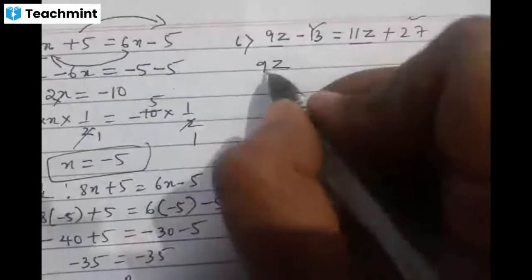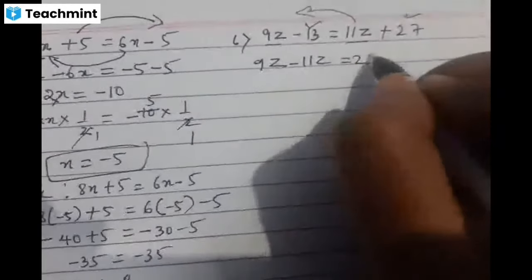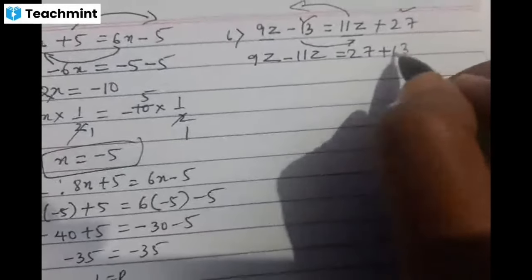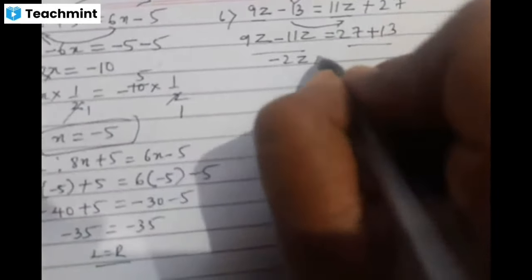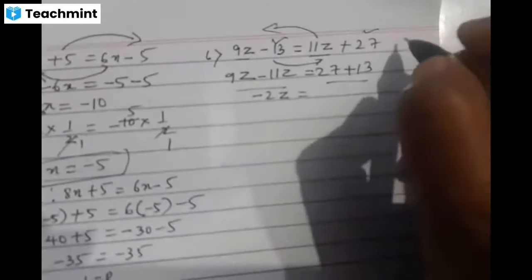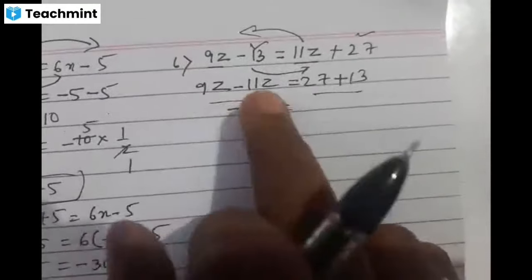Transposing means 9z as it is. 11z, if we take it to the left hand side, minus 11z. Now, 27 as it is, plus minus 13, I take it to the right hand side, plus 13. You have like terms, z term and constant. Now, 9z minus 11z, which is minus 2z. See children, 9z and minus 11z are like terms. Now, 9 and minus 11.